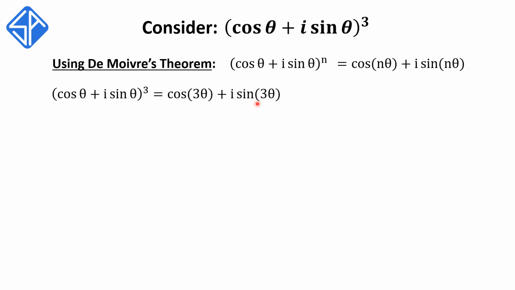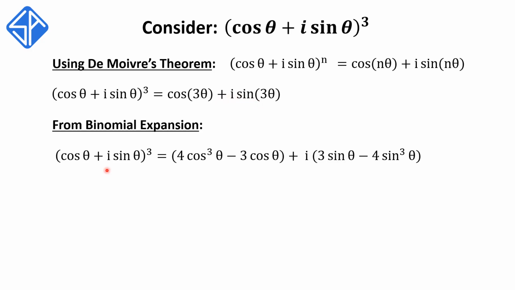But on the previous slide, using binomial expansion, we obtained (cos theta + i sine theta) cubed as being equal to 4 cos cubed theta minus 3 cos theta plus i(3 sine theta minus 4 sine cubed theta). But because these two expressions are the same, this implies that these two expressions must also be equivalent. So our next step is to equate the real parts and the imaginary parts.